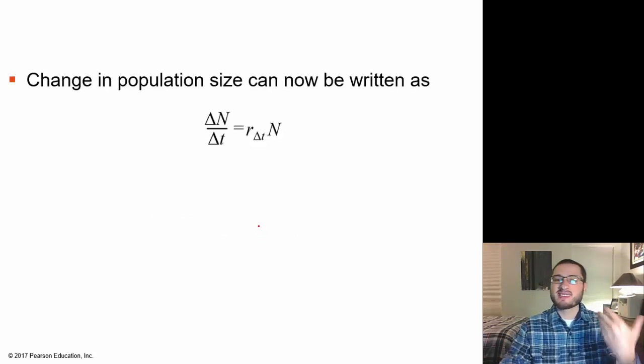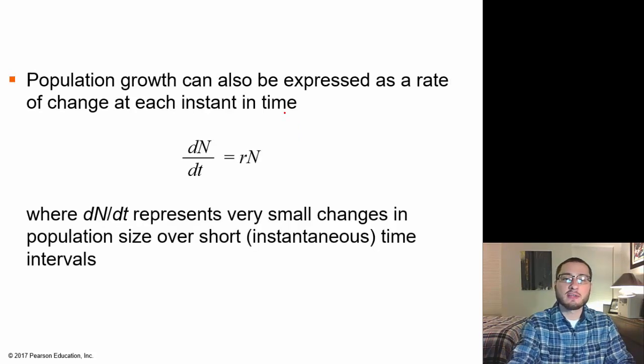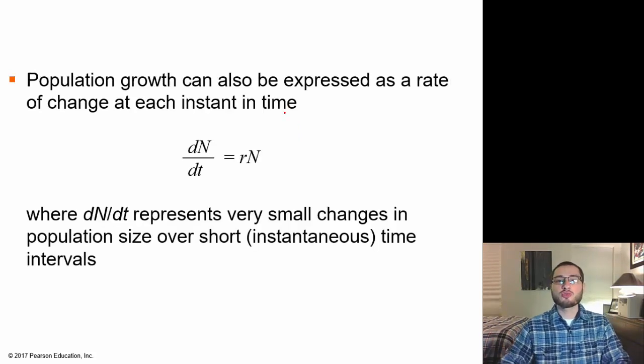So change in population size can now be written as the change in N over the change in T, which is going to equal our change in population over a specific time. Population growth can also be expressed as a rate of change at each instant in time. So we have this difference in the population over the difference in time equal to our difference in our number of individuals.